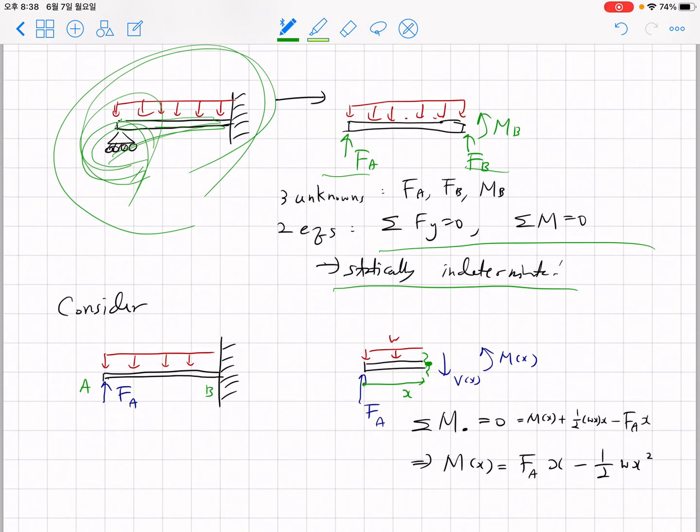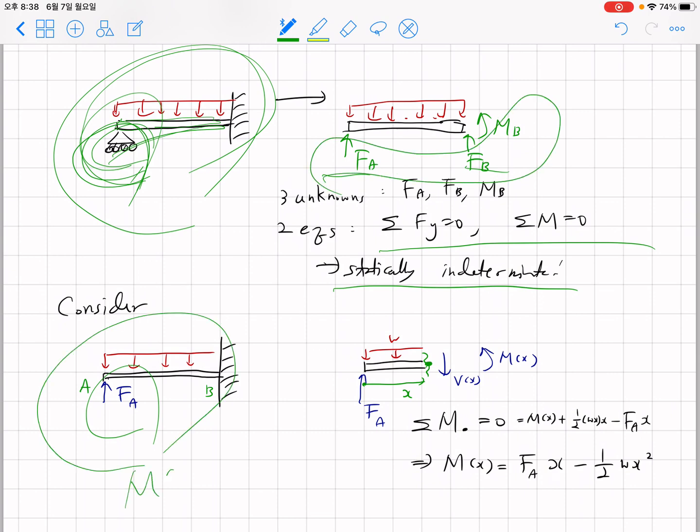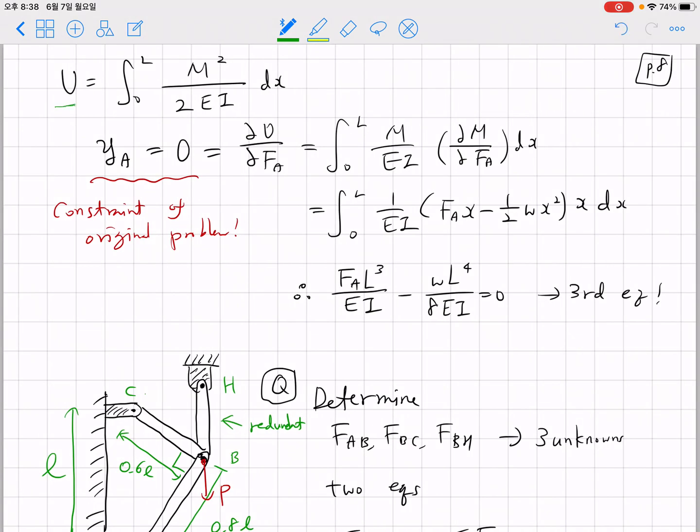To approach this problem based on the Castigliano theorem, here's what I can suggest. We can replace this simple support with a force Fa. Still, it is unknown because there are 3 unknowns. Then you write down M as a function of x, which is going to be a function of F. If you write down M(x) in terms of F, you can write down U as a function of M, which means that U will be a function of F.